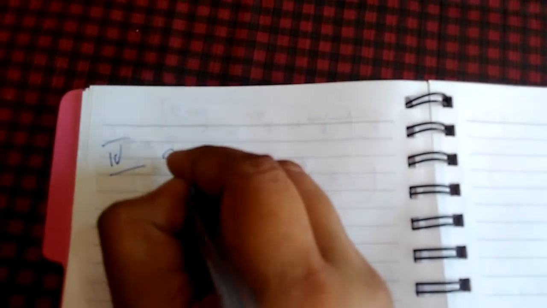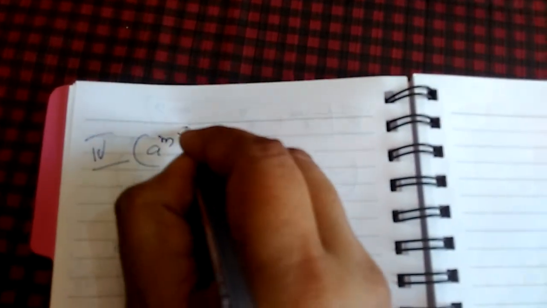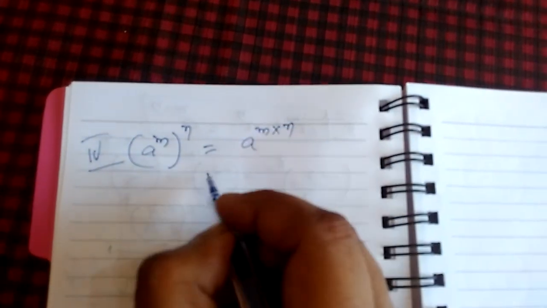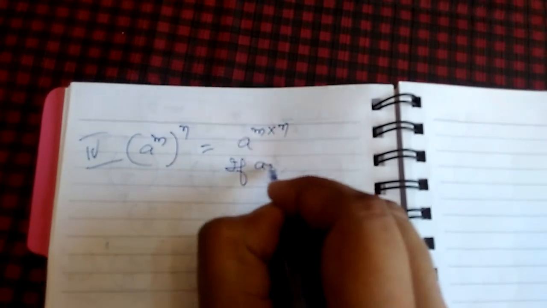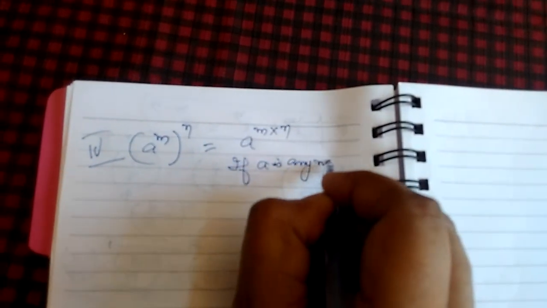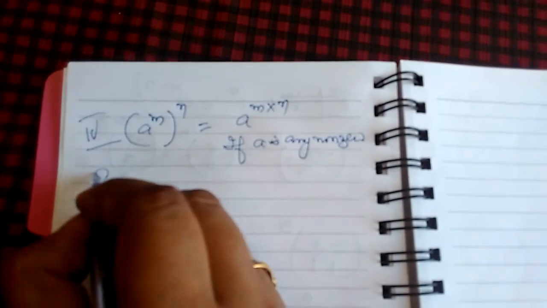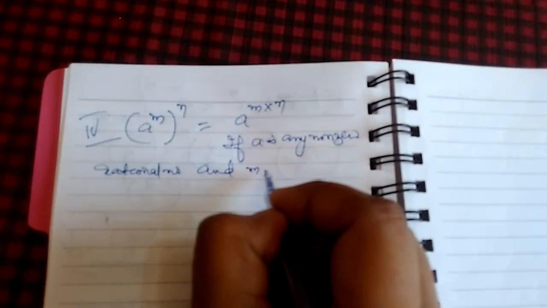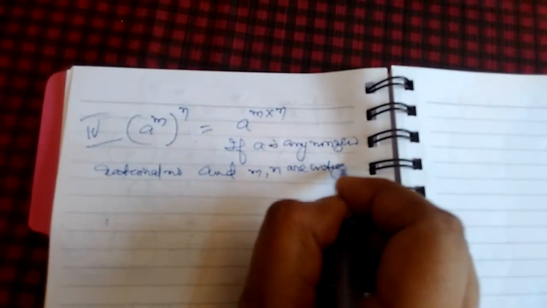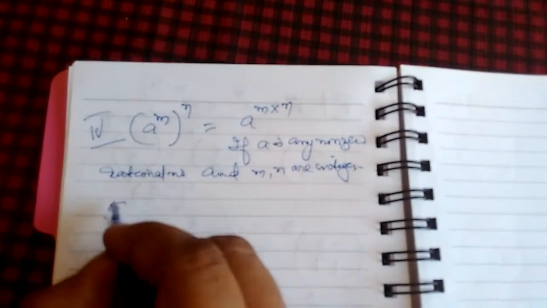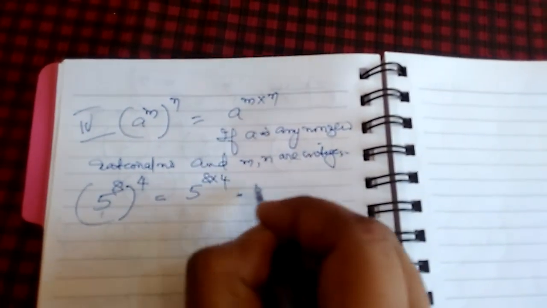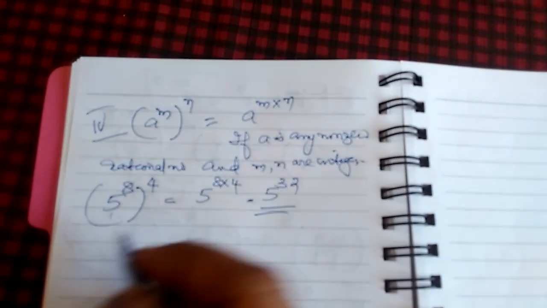Okay. Now the fourth one is (a^m)^n, that is the power of m taken n times, that is a^(m×n). So if a is any non-zero rational number, and m, n are integers. Okay. So (5^8)^4 is 5^(8×4), that is 5^32, since 8 fours are 32.